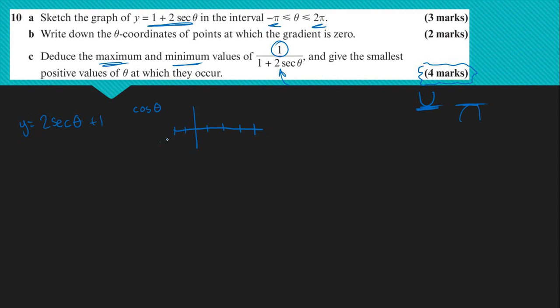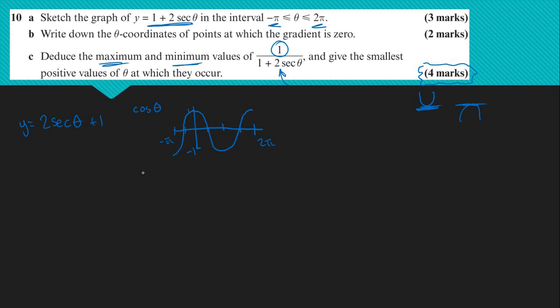So we've got there as -pi, we've got there as 2 pi. And so cos theta would start up there at 1 and down there at -1. But obviously we'll be messing around with that in just a minute anyway. So let's start off with there, there, there, and there. We've got there and there.